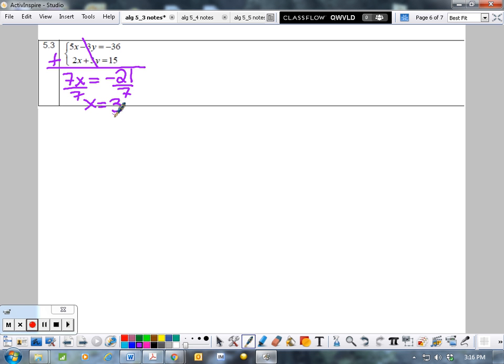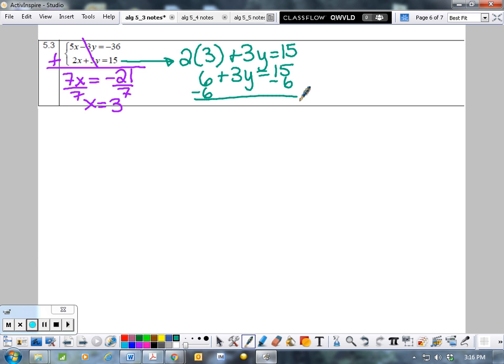Now that I know my x value, I can go back to one of my original equations and solve for y. I'm going to use the second one because it has less negatives, and I don't like negatives. So 2 times my x plus 3y equals 15. So 2 times 3 gives me 6, plus 3y equals 15. I minus 6 on both sides. So now I have 3y equals 9. I divide by 3 on both sides, and y equals 3. And so now I have my solution. It is a point on the graph, 3, 3.